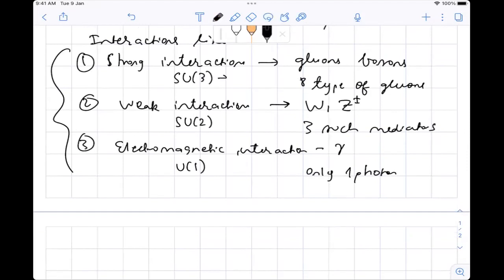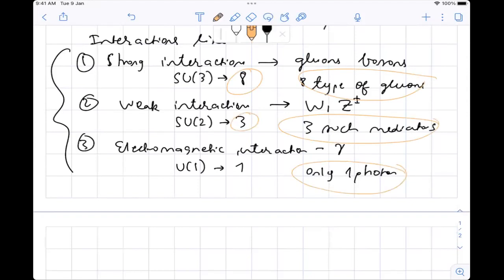So for SU3, you have 8 generators. For SU2, you have 3 generators. And U1 is generated continuously by only 1 parameter. So can you see the link? You have 8 types of gluons, you have 8 generators. You have 3 mediators for weak interaction, you have 3 generators. You have only 1 photon for electromagnetic interaction, you have 1 continuous parameter. So in that way, it's a very deep link between these two.